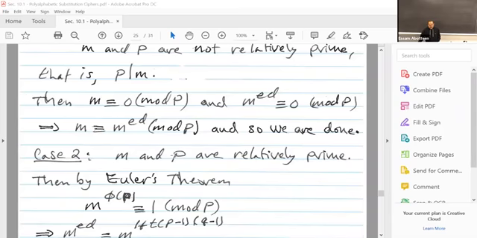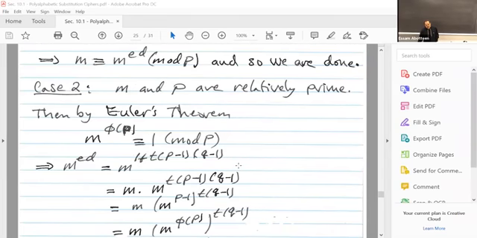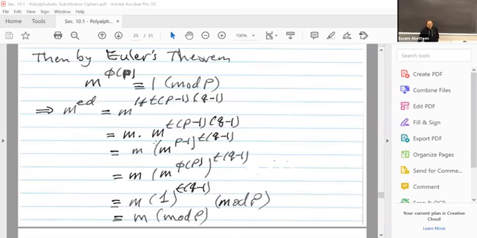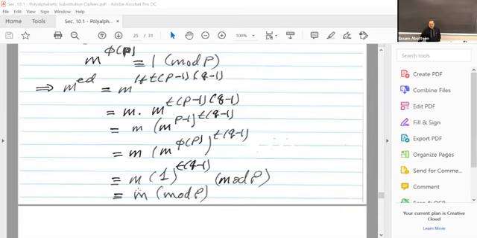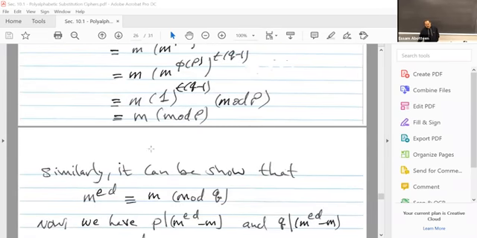The other case is where M and P are relatively prime. In this case, we can apply Euler's theorem, so that M to the power Phi of P is congruent to 1 mod P. Then if I substitute for ED what it's equal to in terms of the prime factors of N, or Phi of N, and do some basic algebraic manipulation, we get to use either Fermat's theorem or Euler's theorem: M to the power Phi of P is congruent to 1, and then this is congruent to M mod P. So we have shown that M to the power ED is congruent to M mod P. Similarly, we can use the same argument to show this is also true for Q.